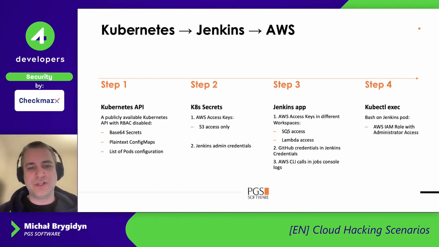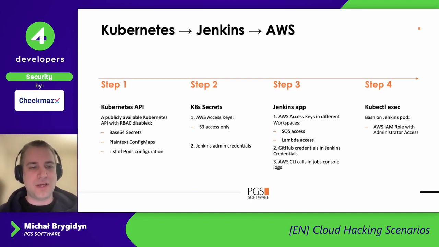And I was able to decrypt my first AWS, Amazon Web Services, access keys directly from Kubernetes secrets. But this key pair of access keys only gave me access to S3. S3 is a service on AWS that lets you store your files. There were some interesting files on S3, but it's not what I was looking for. So I was looking deeper, and also in config maps of this Kubernetes, I found Jenkins admin credentials.